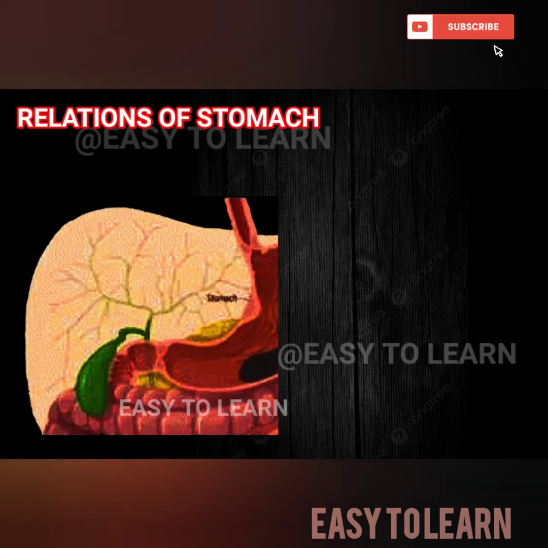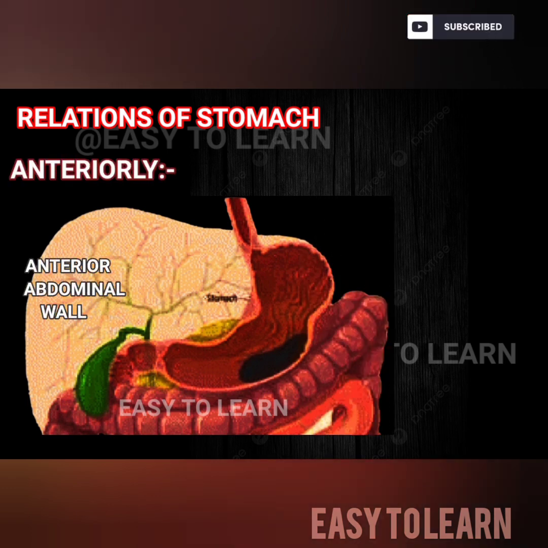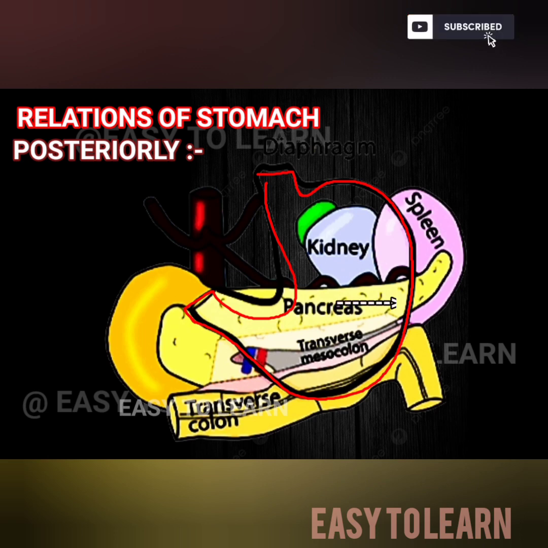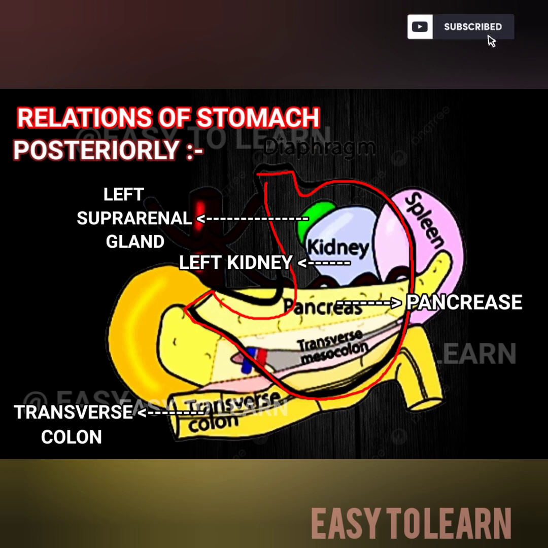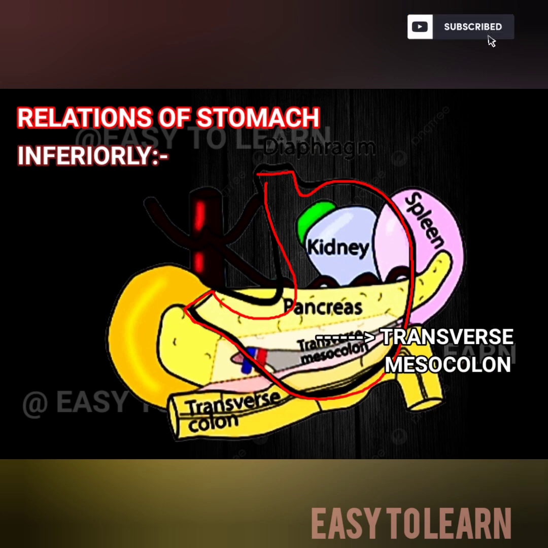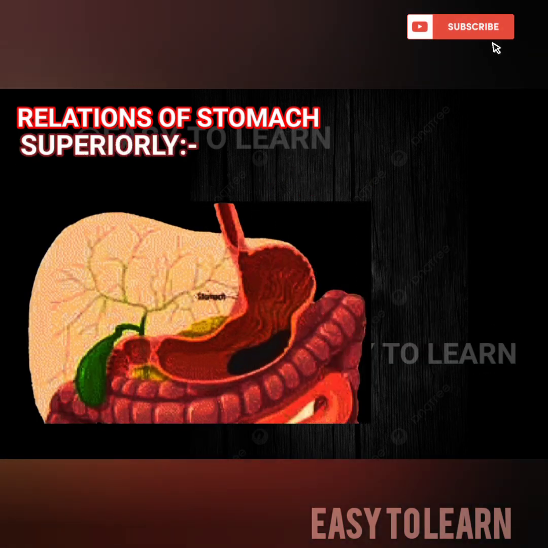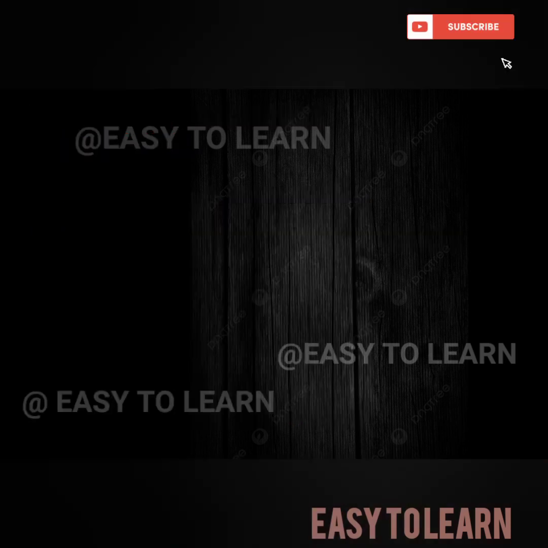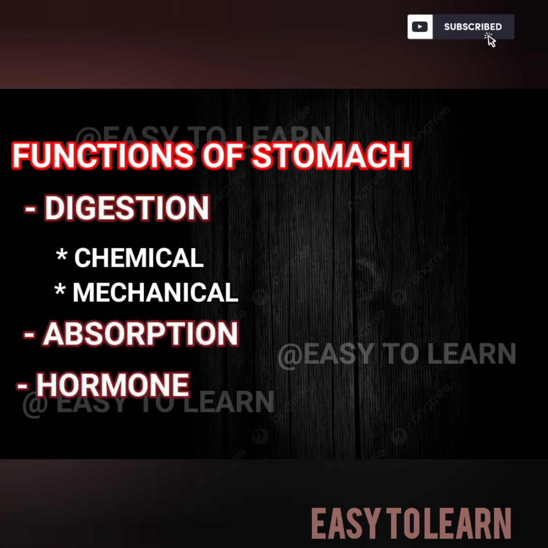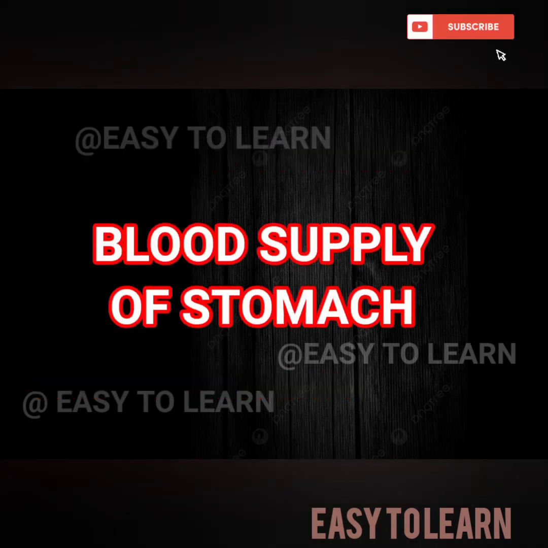Relations of stomach. Anteriorly, anterior abdominal wall, left costal margin, right lobe of liver, diaphragm. Posteriorly, pancreas, left kidney, left suprarenal gland, transverse colon, transverse mesocolon. Inferiorly, transverse mesocolon. Superiorly, esophagus, diaphragm. Functions of stomach. Digestion, both chemical and mechanical. Absorption, hormone secretions.